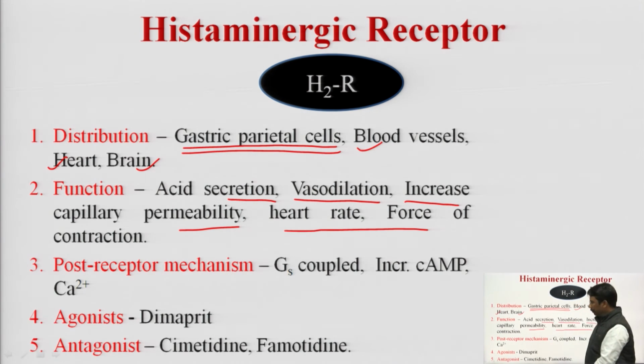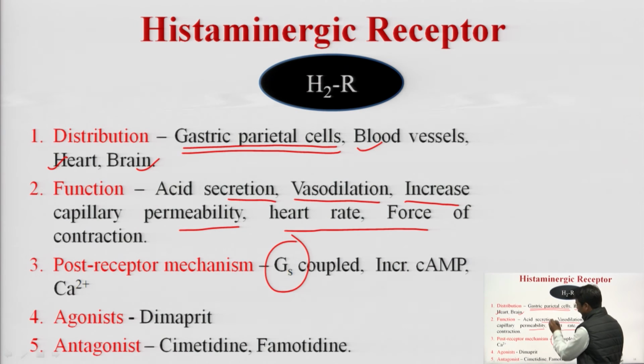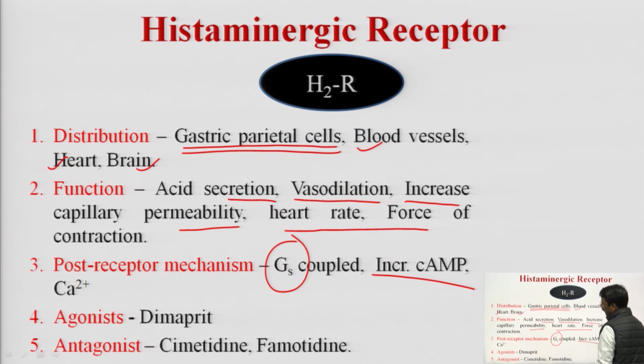The pathway involved here is the adenylyl cyclase pathway, that is, the stimulatory Gs pathway, which leads to the increase in cAMP, and later the influx of calcium increases the force of contraction as well as the acid secretion. Now, dimaprit is the agonist of H2, whereas cimetidine and famotidine are the antagonists of the H2 receptor.